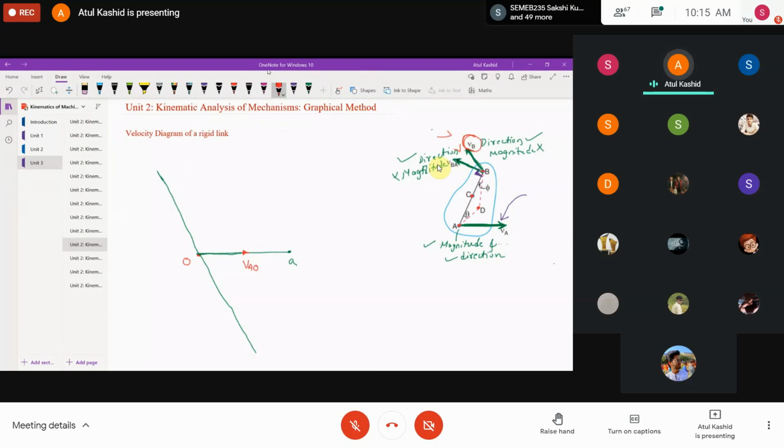Now we are finished with VB. What is remaining? The velocity of B with respect to A. This is a relative velocity now, so it is not going to start from the point O. For drawing the velocity of B with respect to A, I'm going to draw a line which is parallel to this one, and it should start from the point A, not O, because this is not an absolute velocity. This is a relative velocity.